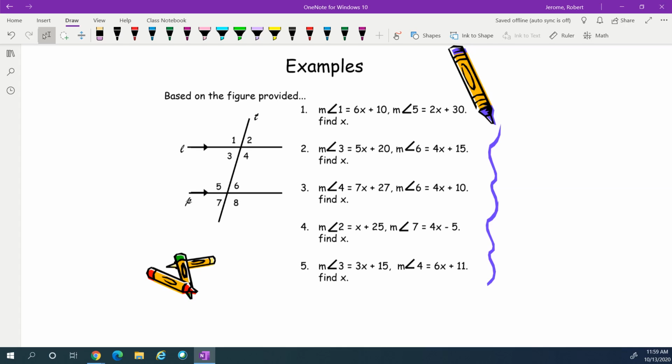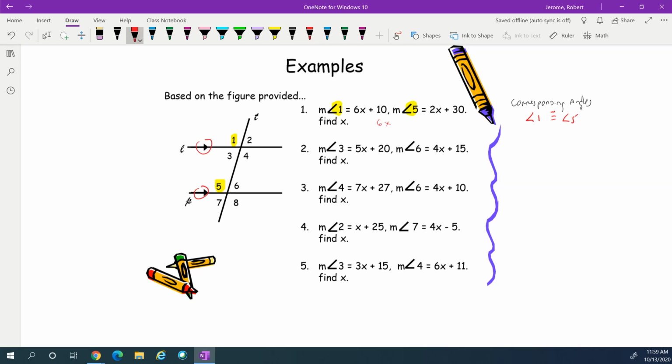So let's see what we have here. Angle 1 and angle 5. Remember, geometry cares about the parts. Angle 1 and angle 5. These are corresponding angles. If the lines are parallel, then corresponding angles are congruent. Well, check it. Yes, we have parallel lines. So that means angle 1 is congruent to angle 5.